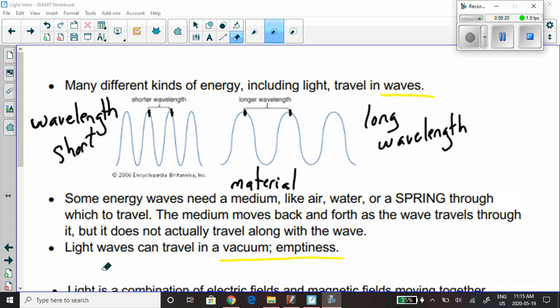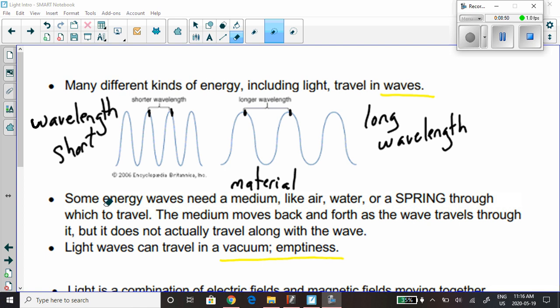So some energy waves need a medium. That's a technical word for a material. They need something to travel through, like air, water, or a spring, like in the animation we had. The medium moves back and forth as the wave travels through it, but does not actually travel along the wave. I hope you remember, I was showing you the green dot every once in a while. It was moving up and down. It wasn't moving left to right with the wave. It's the wave that moved left to right, not the particle itself.